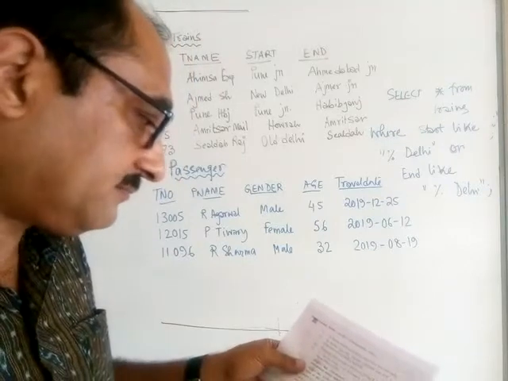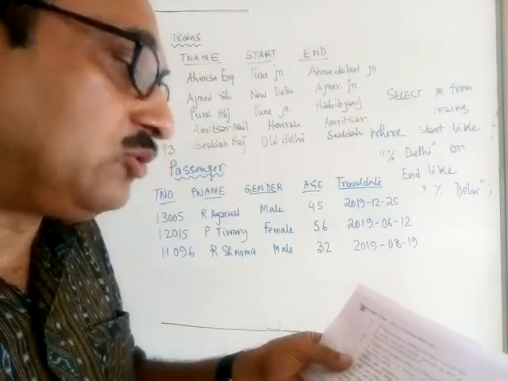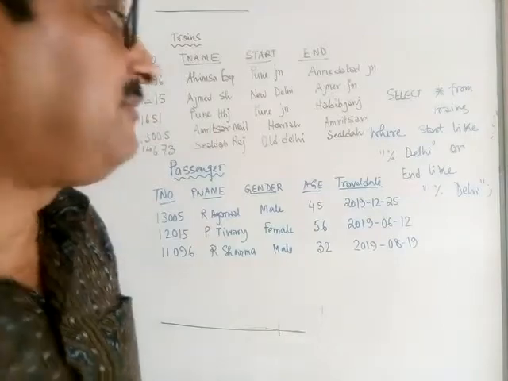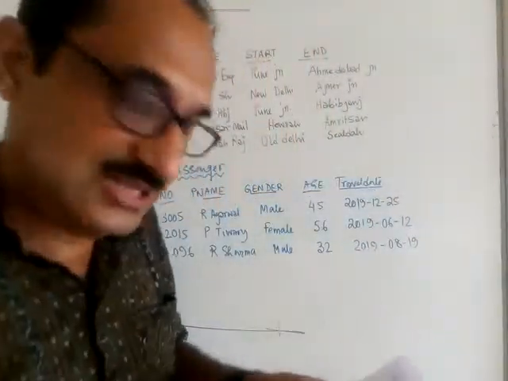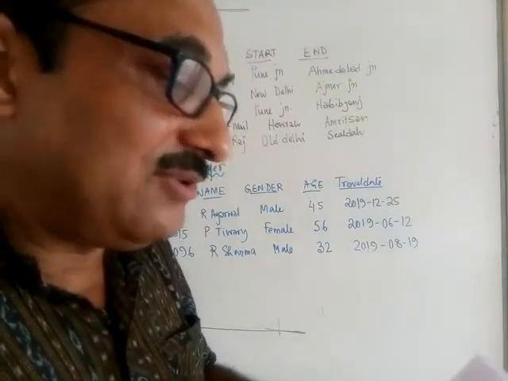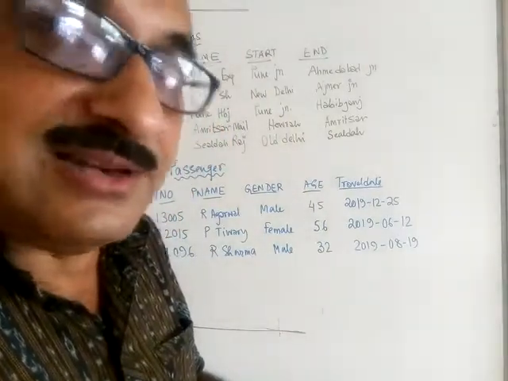Second command, to display the total number of male and female passengers. I am not telling you all the easier ones because the easier ones you already know. I am telling you the slightly complicated or difficult ones. Okay.